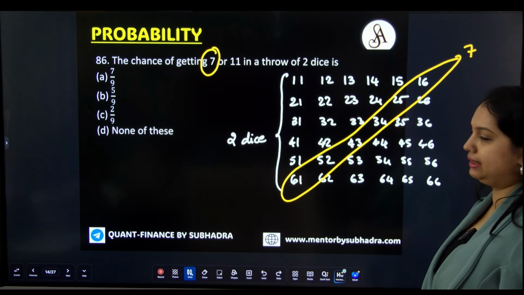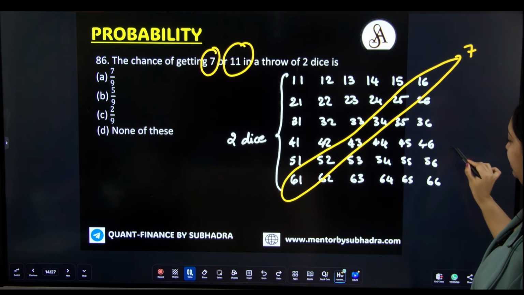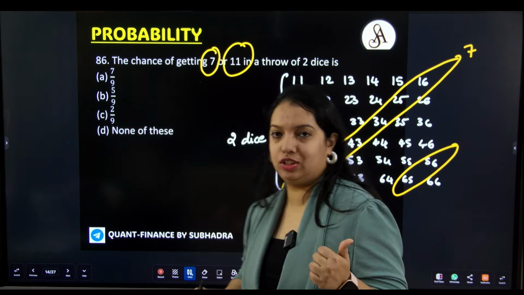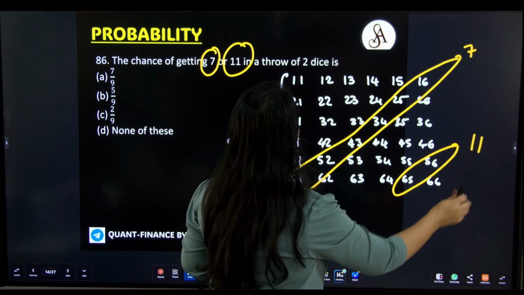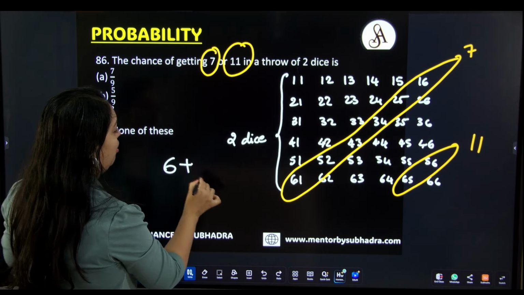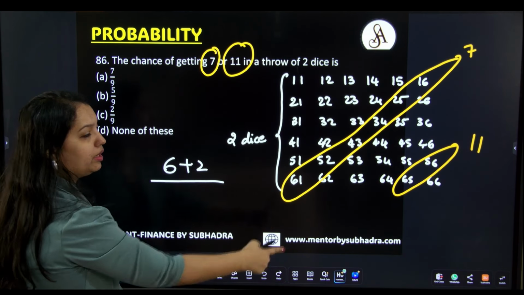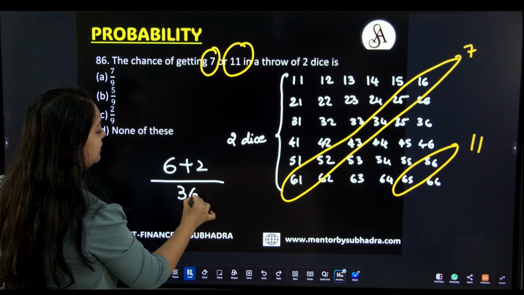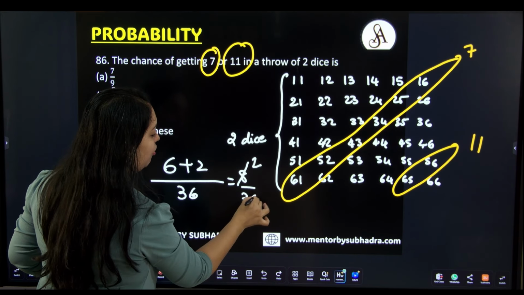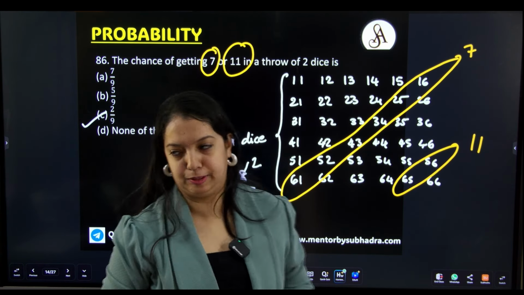This gives me sum as 7. I want the sum to be 11. For sum to be 11, these are the two cases. 5 plus 6, 6 plus 5. Now check what is the total number of cases we are getting. For 7, I'm getting 1, 2, 3, 4, 5, 6, 6 cases. For 11, I'm getting 2 cases. Out of total number of cases, 36. So 8 divided by 36, 4 2s are 4, 9s are 2 by 9. Option C is your answer.